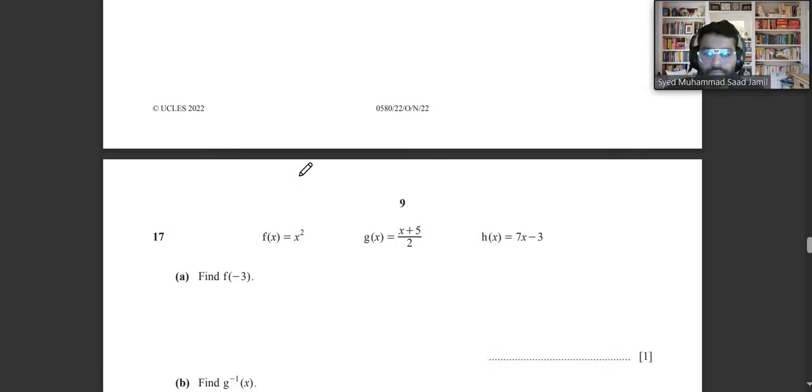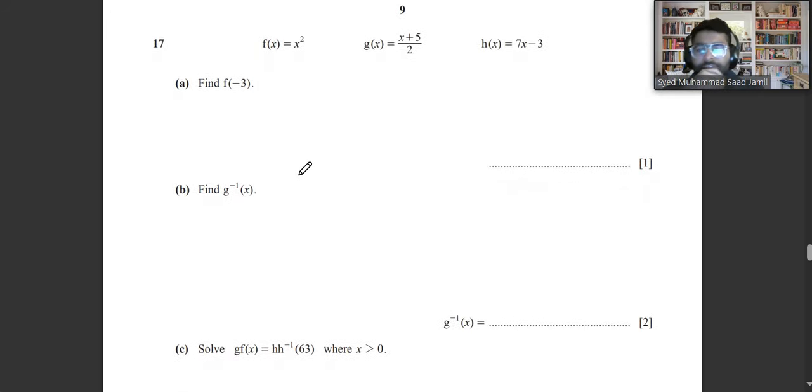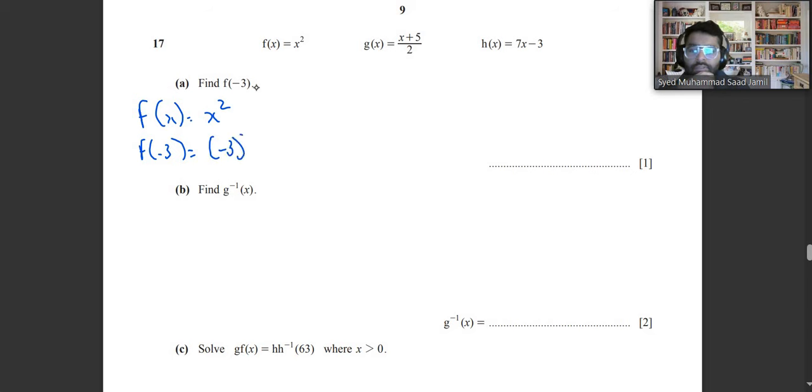Okay. Next question, this is function. It says find f of negative 3. So first of all, f of x is equal to x square. So f of negative 3 is equal to negative 3 square. What is negative 3 square? The answer is going to be 9.